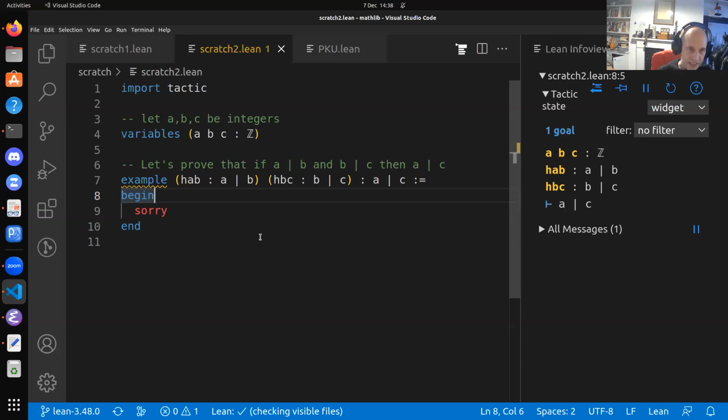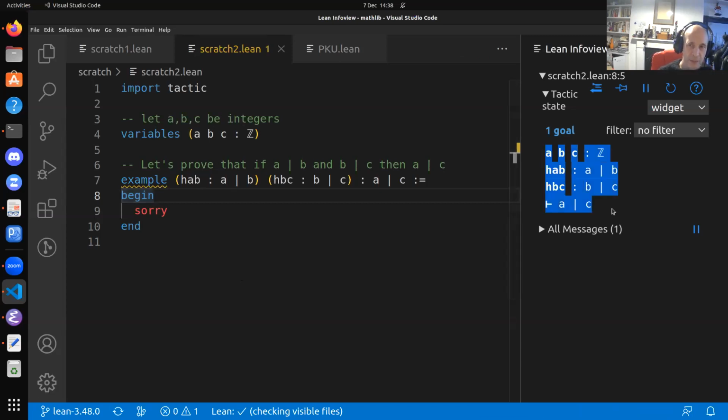The idea is I'm going to write computer code, which is complicated and difficult to understand, in this box on the left. And on the right, we'll see the state of Lean's brain. So right now, Lean's brain knows that a, b, and c are integers, that a divides b and that b divides c. And we've got to prove that a divides c.